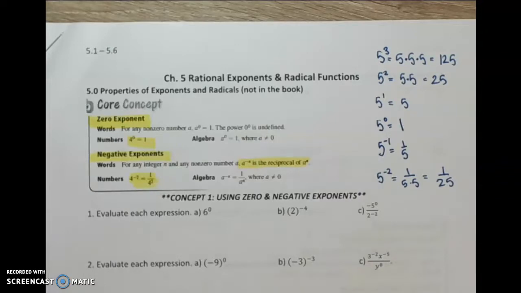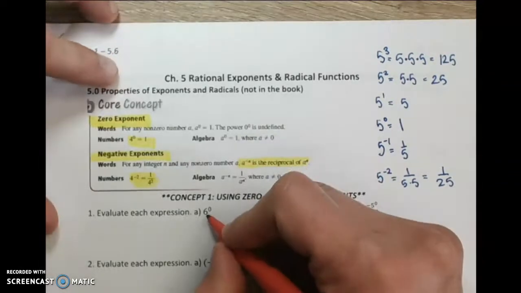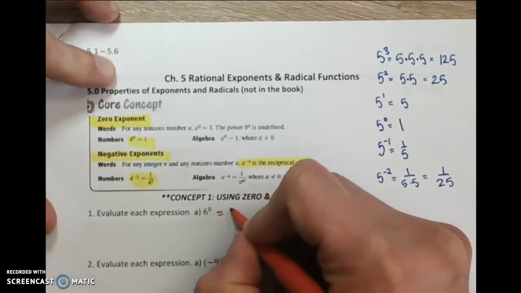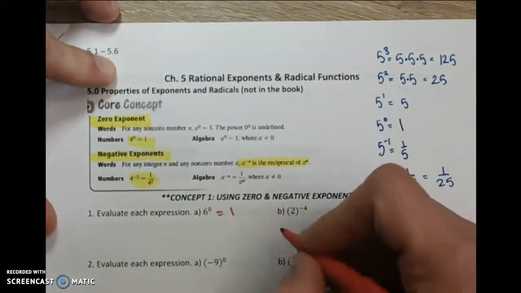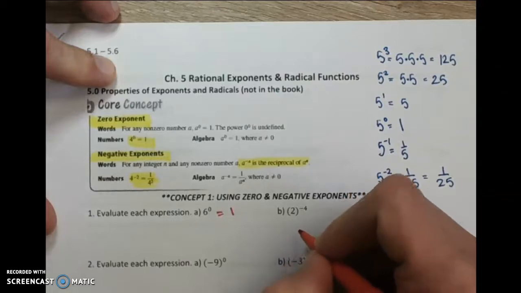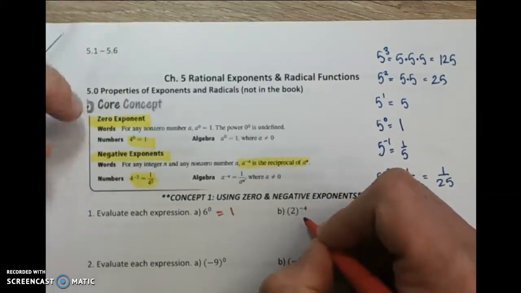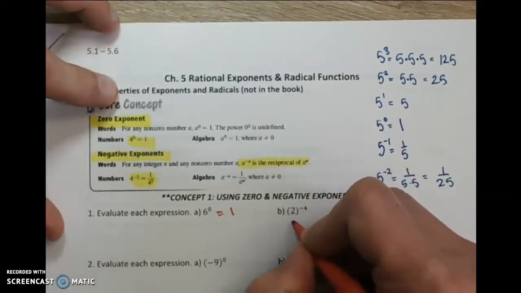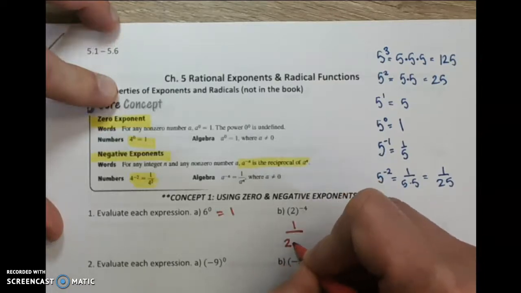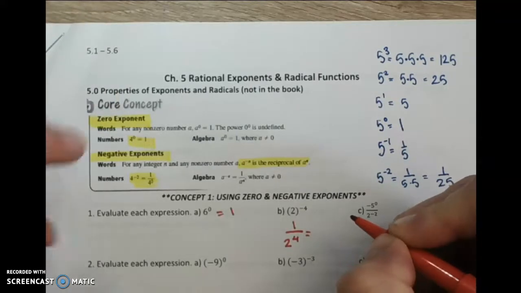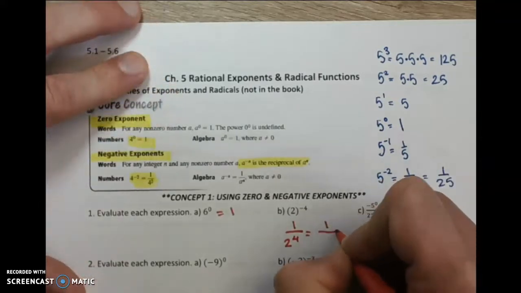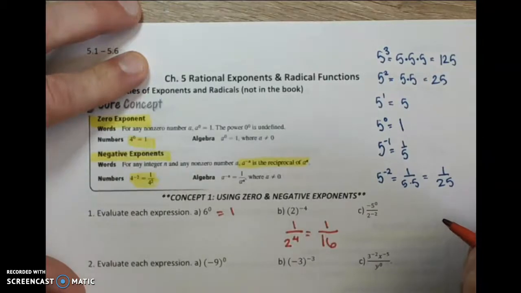Number 1, evaluate each expression. 6 to the 0 power is what? Okay. 2 to the negative 4th power. Well, basically, I have the reciprocal, so it's really 1 over 2 to the 4th power. And what's 2 to the 4th power? Well, it's 16, so maybe I just simplify that to 1 over 16.